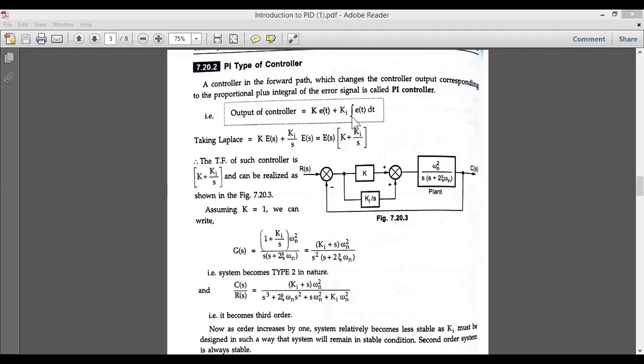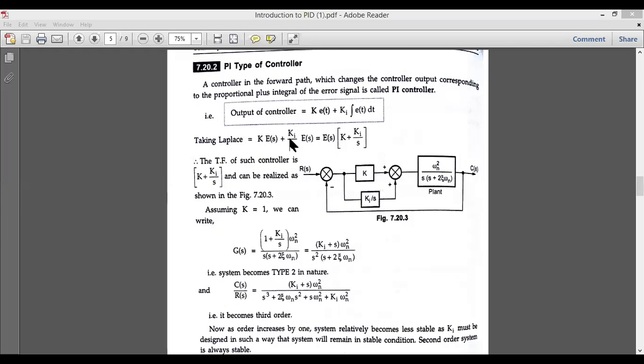Now when we apply the Laplace transform to this equation, K will remain as it is. Instead of E of t we write E of S, plus, as the term Ki is a constant, we take it as it is. When we apply the integration to this error signal, we get 1 divided by s into E of S. That is the reason we have written Ki divided by s into E of S.